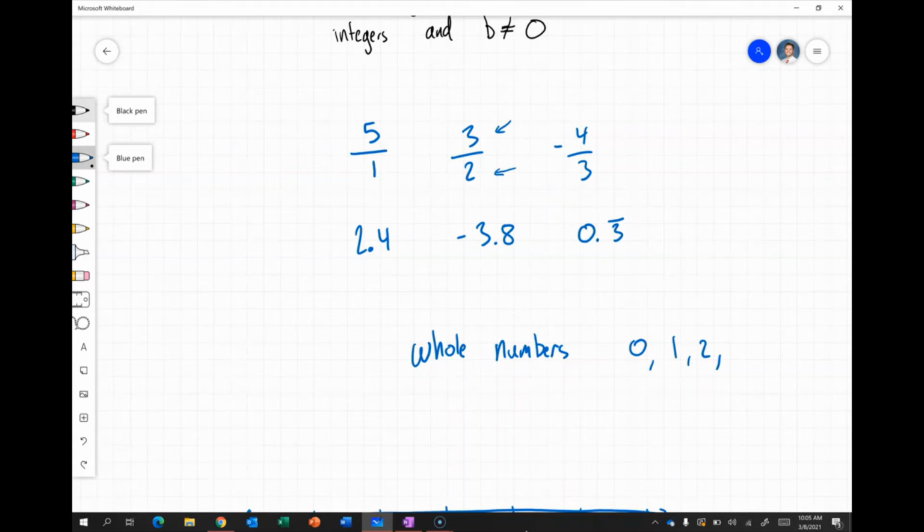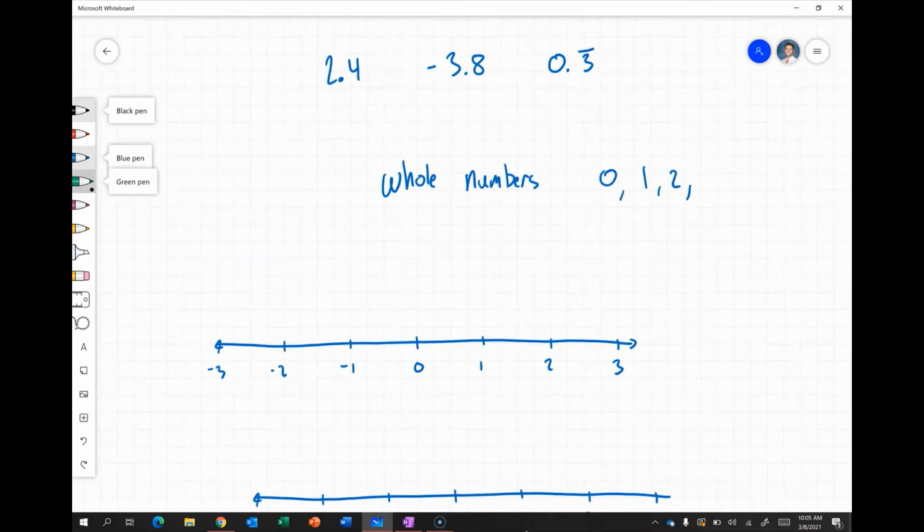So we're going to take a look at graphing some rational numbers and then also comparing and ordering them like we've done before. So let's look here. If I wanted to graph, for example, negative 1.5, I've got negative 1 and negative 2, so halfway between that would be negative 1.5. And I could also graph its opposite if I wanted to, which would be positive 1.5. So here's negative 1.5, here's positive 1.5.